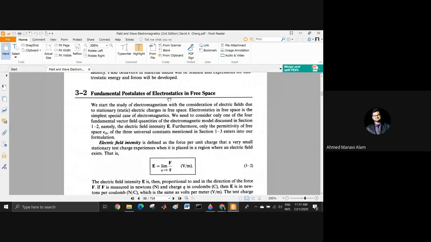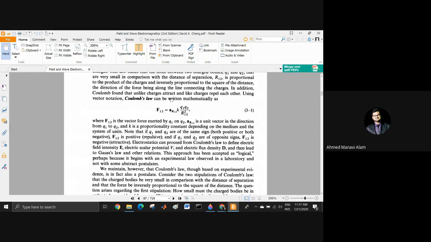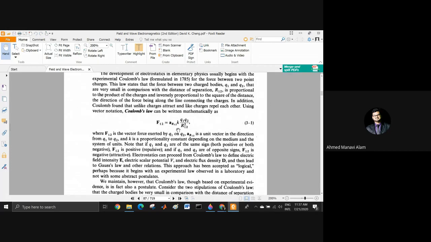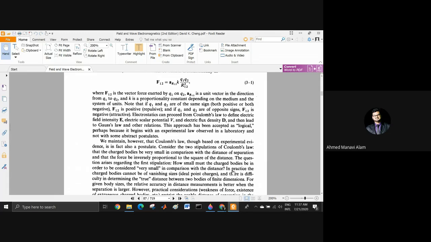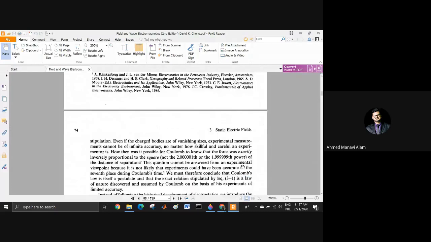Fundamental postulates of electrostatics in free space. We have understood Coulomb's law, right? Coulomb's law is F equals K Q1 Q2 by R square. Q1 and Q2 are the charges of particle 1 and particle 2. R12 is the distance between charge 1 and charge 2, and aR12 is the direction, where you can understand where the force is acting, Q1 to Q2 or Q2 to Q1. Is it an attraction force or a repulsion force?